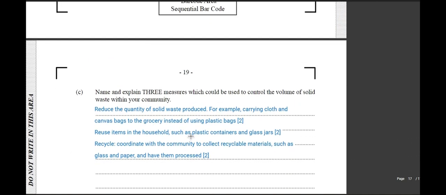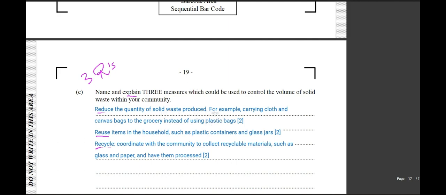Let's go to the next part. Name and explain 3 measures which could be used to control the volume of solid waste. Well, you know you have your 3 R's, right? You have your 3 R's: reduce, reuse, and recycle. To reduce the quantity of solid waste produced. All right? So notice name and explain. So this is a good point to expand a little bit, give an example, etc.